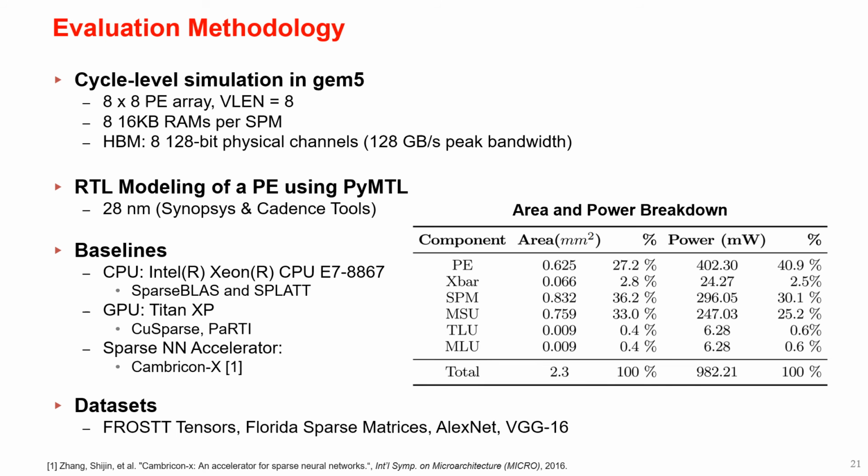To evaluate the Tensaurus architecture, we implemented a cycle accurate model in Gem5. We also implemented the RTL of a P to get area and performance estimates. We used the state-of-the-art libraries SparseBlast, Splat for CPU, QSparse and Parti for GPU, and a sparse neural network accelerator Cambricon X as our baselines. We also used multiple datasets from different domains.